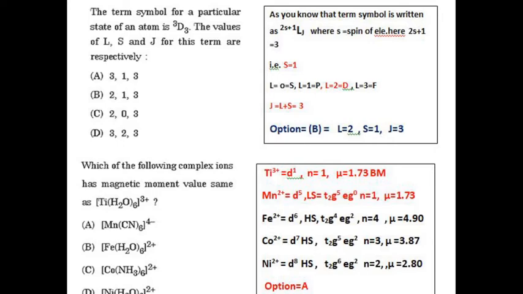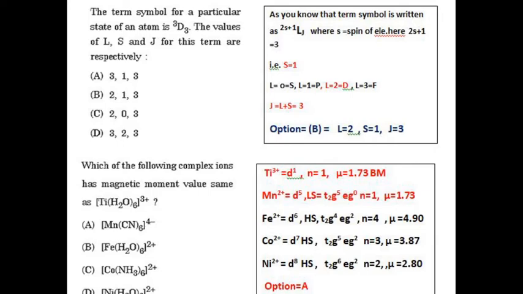The next question is, which of the following complex ions has a magnetic moment value same as TiF6 3 positive? In this question, the Ti complex is given, which is tripositive and it has a d1 system. So the number of unpaired electrons is 1, and we know that for one unpaired electron the magnetic moment is 1.73 Bohr magneton. Among these 4 given complexes, which ion has the same magnetic moment as the titanium complex?